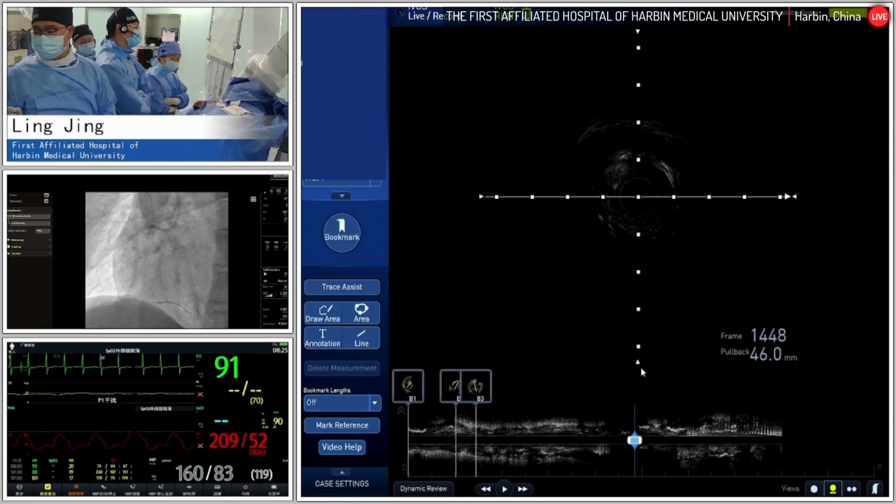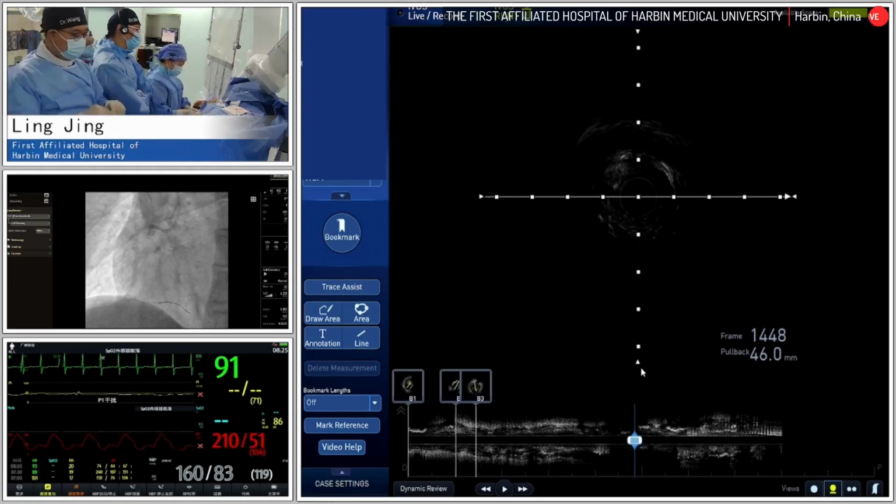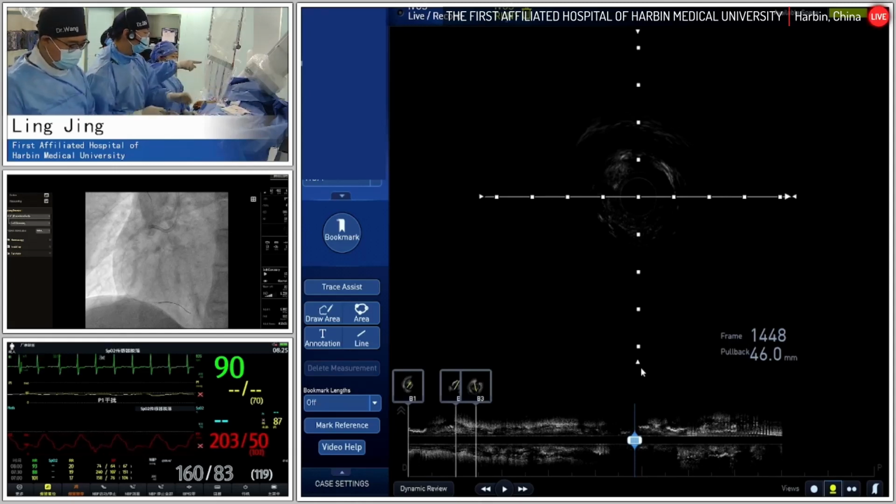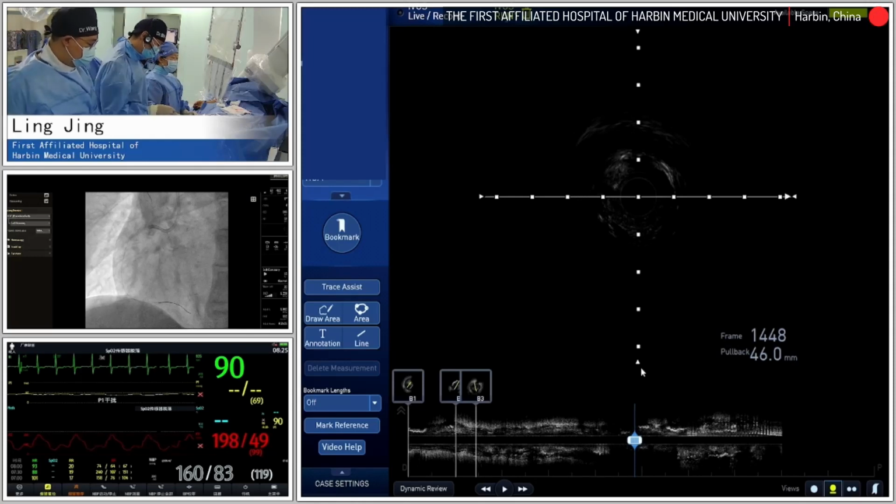So now we are using the 2.0 by 10 millimeter cutting balloon to make some plaque modification. And you should notice that in the mid-distal part, there is some negative remodeling. The vessel size is not so large, so we do not try to open to a very high atmosphere.